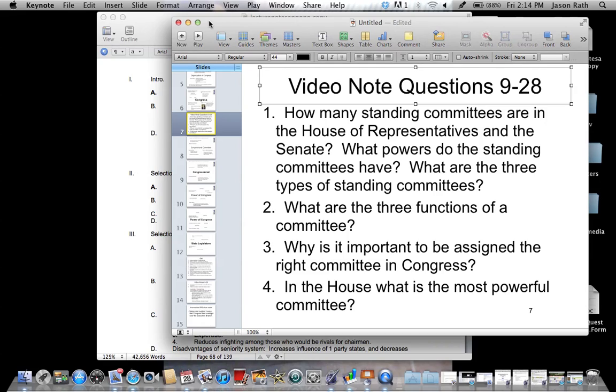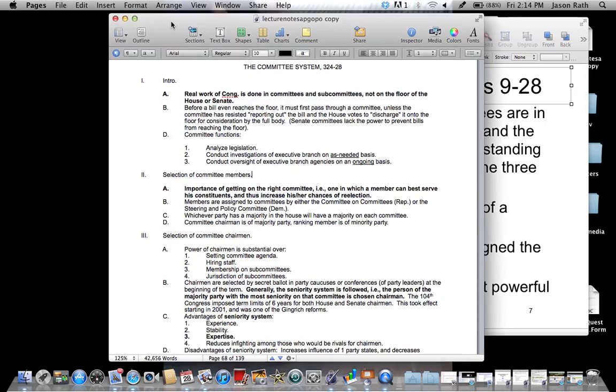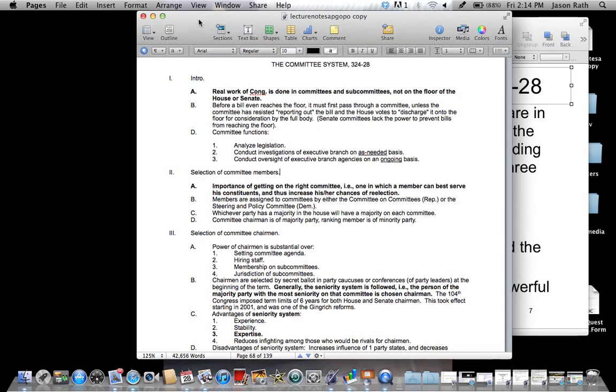Alrighty, so here are the notes. I'll show you these notes, and then I'll show you some PowerPoint notes to look at as well. So the committee system: we've already learned about the role of the conference committee when passing legislation. So let's just talk about this real quick.